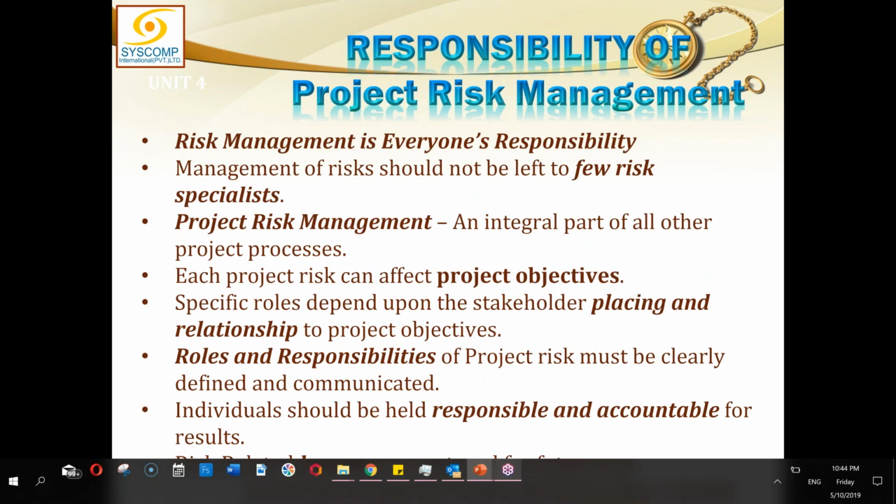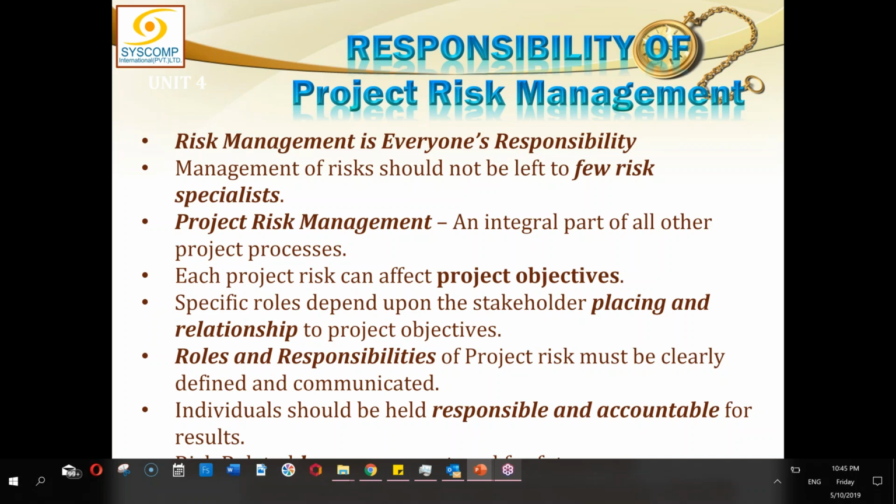Now let's talk about the responsibility of the project risk management. Risk management is everyone's responsibility. Everyone is responsible for identification, management, and the whole control of the risk throughout the life of the project. So whatever role you are playing in risk management, you are specifically responsible for that portion of work that you are taking care of. If there is a building being constructed, then everyone who is working in that building must have some responsibility towards the risk management.